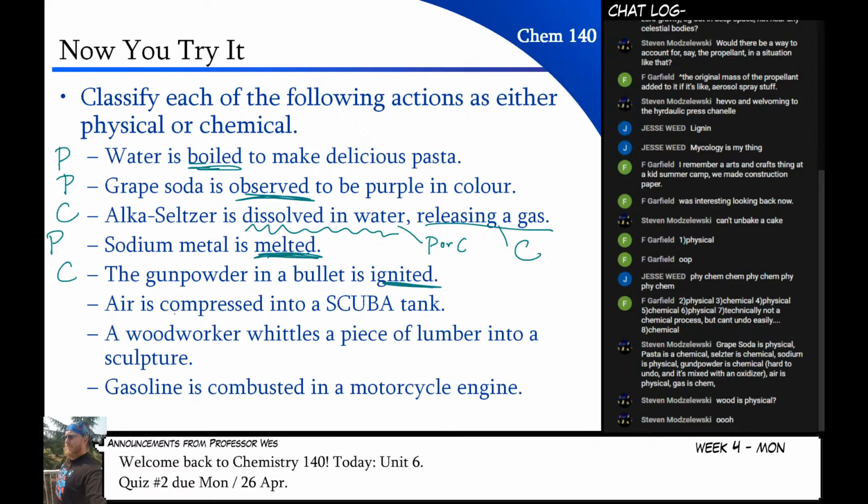Air is compressed in a scuba tank. When you compress something, that's just cramming it into a smaller space. Lots of people do this with luggage. They cram their clothes into it. They compress their clothes. All you're doing is making it occupy a smaller volume, but the stuff is still the same, so that's physical.